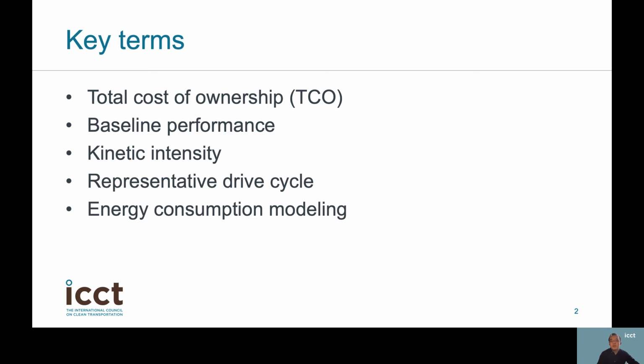Kinetic intensity is a measure of drive cycle kinetics, reflecting how much stop and go occurs in a cycle. It is derived from the ratio between characteristic acceleration and aerodynamic speed and measures the energy available for regeneration, which can help identify drive cycles where hybridization and electrification would offer fuel economy improvements.